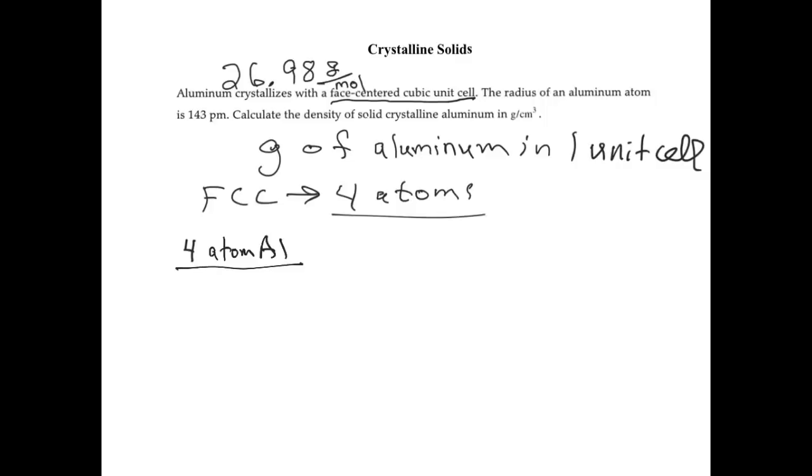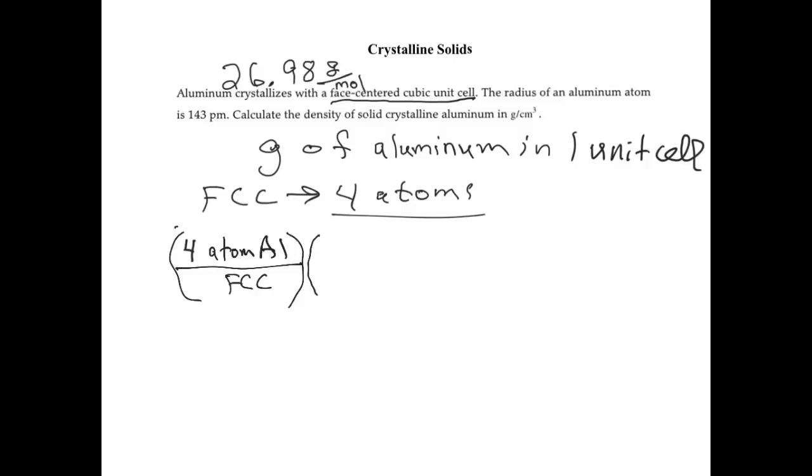All right, per face-centered cubic cell. And what we want to know is how many grams of aluminum are there per face-centered cubic cell. So I know there's 4 atoms. So now here's where I know that I want to go to moles and then use the molecular weight to get to grams. That's my idea.